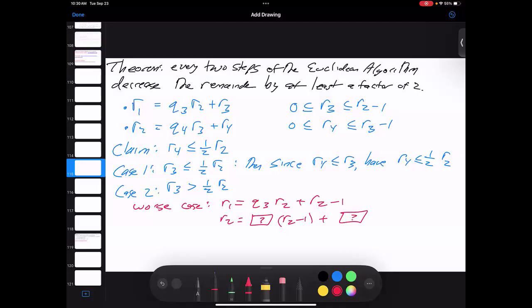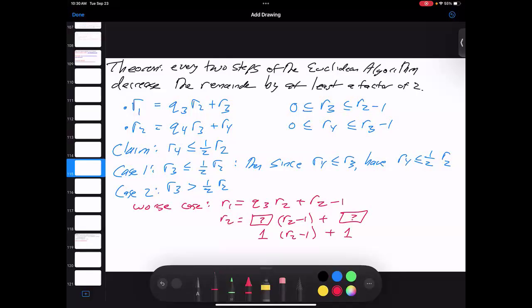What's the multiple of R2 minus 1 going to be? Is it going to be 1,000? Is it going to be 50? Is it going to be 2? How many times can I take multiples of R2 minus 1 and still be at most R2? 1. So this has to be 1. So we get 1 times R2 minus 1. And what's the remainder going to be? So I want to get R2. I have 1 times R2 minus 1. What's the remainder going to be? 1.